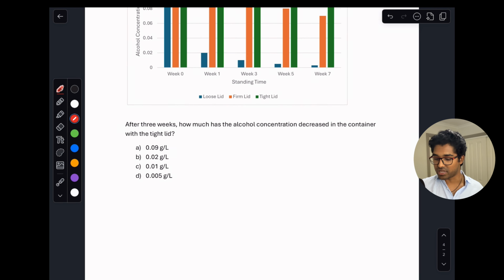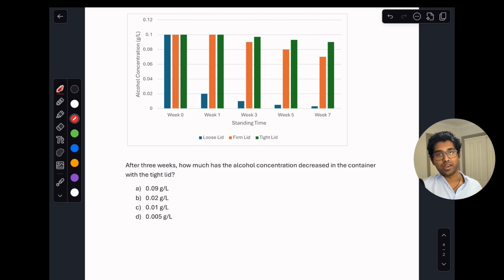All right, let's go through this together. So again, going to ignore every single bit of the giant word vomit that was there. That's what I've been saying this whole time. Ignore the word vomit. After 3 weeks, how much has the alcohol concentration decreased in the container with the tight lid? So let's take a look at this together.